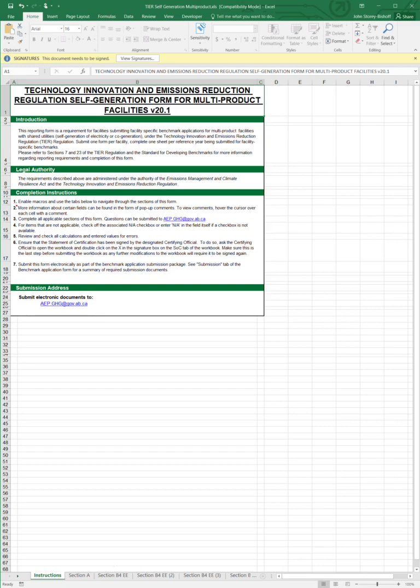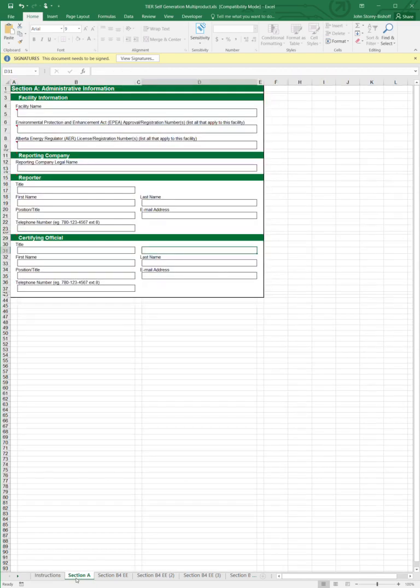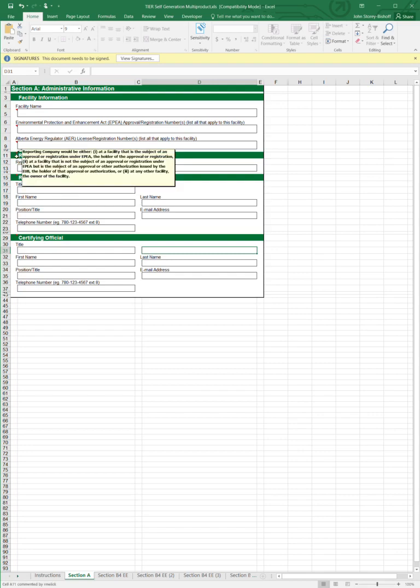We will start with section A. This tab collects administrative information about the facility, including the facility name and various identifiers that might apply to the facility. It also includes sections for the reporting company and the roles of reporter, who completes and typically submits the form, and the certifying official, who is signing off on the contents of the form. Please also note that cells with a red marker on the corner can be hovered over for additional notes.